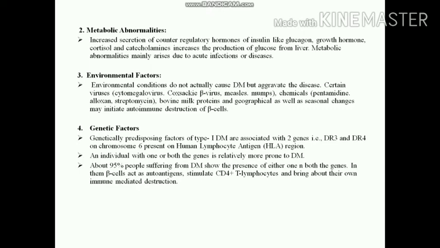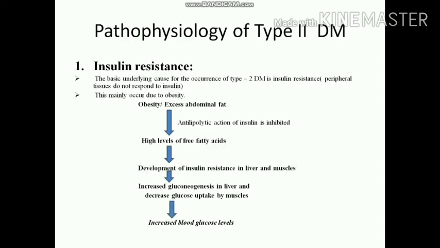Next is the pathophysiology of type 2 diabetes. In that, first one is insulin resistance. The basic underlying cause of occurrence of type 2 diabetes is insulin resistance. That is, peripheral tissues do not respond to the insulin. When our peripheral tissues do not respond to the insulin, that means the body is already producing a sufficient amount of insulin, but the peripheral tissues do not respond to this insulin, and due to this the blood glucose level is increasing. Okay, this is mainly due to obesity.